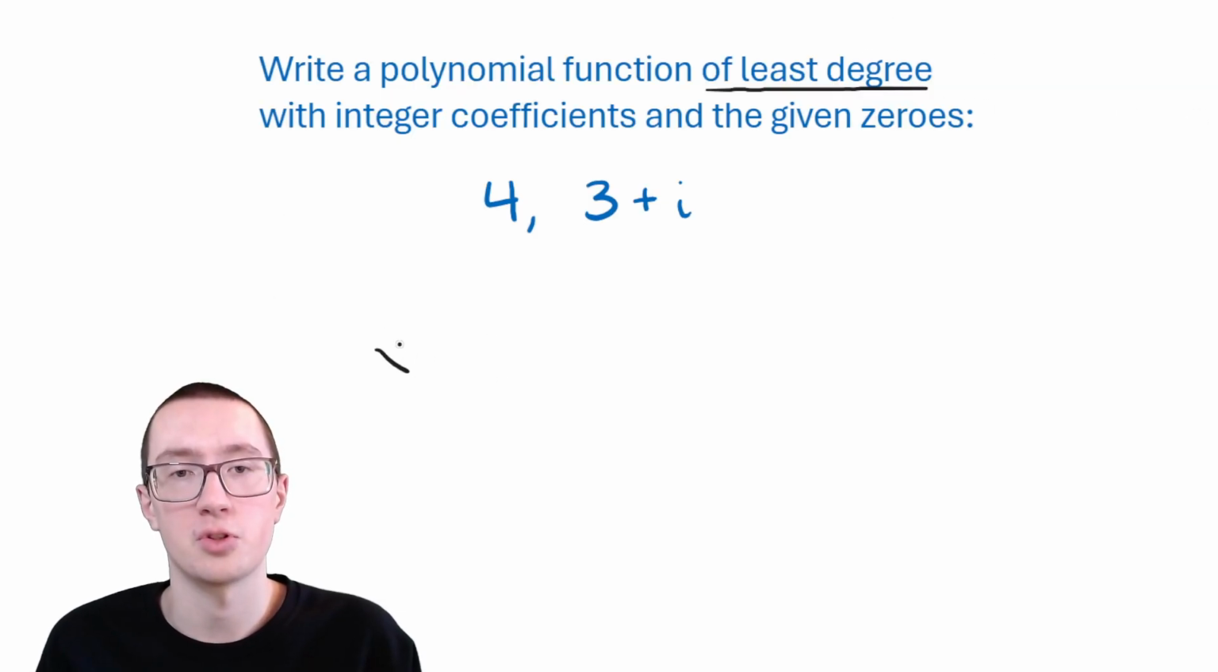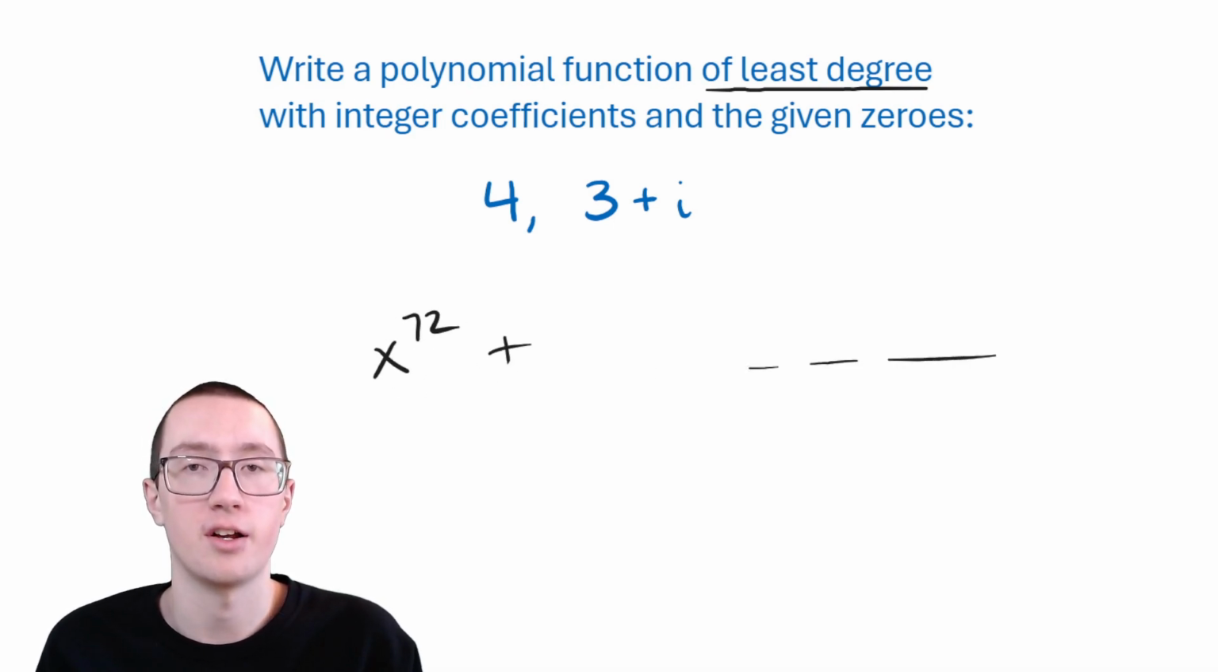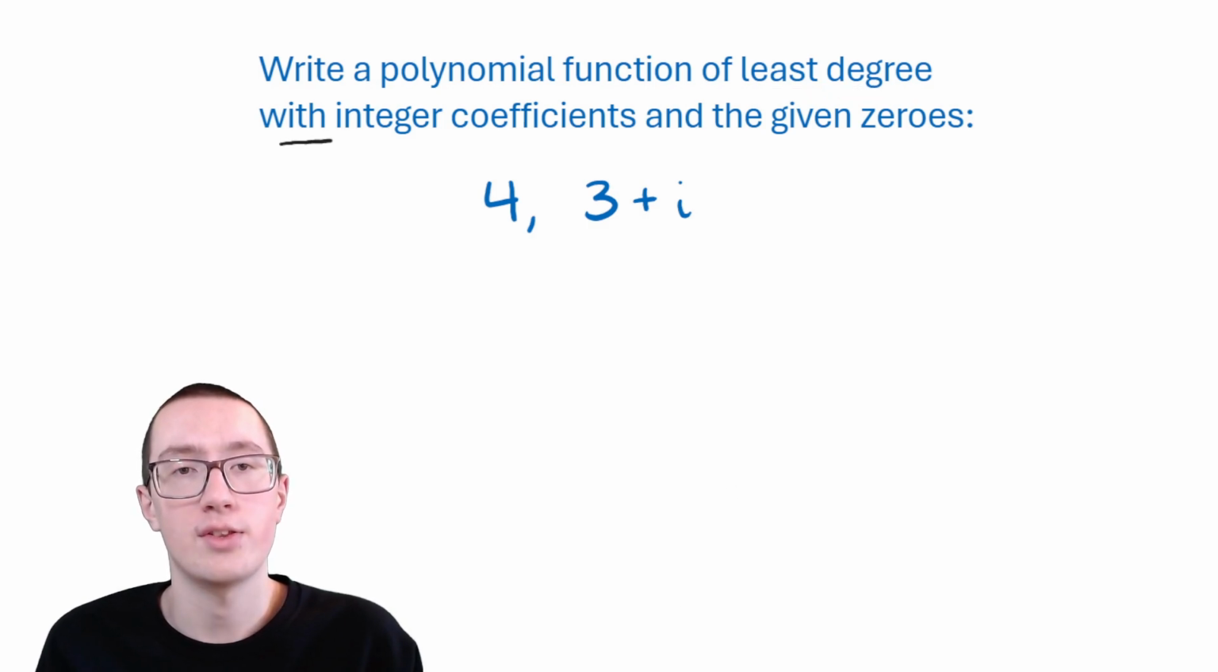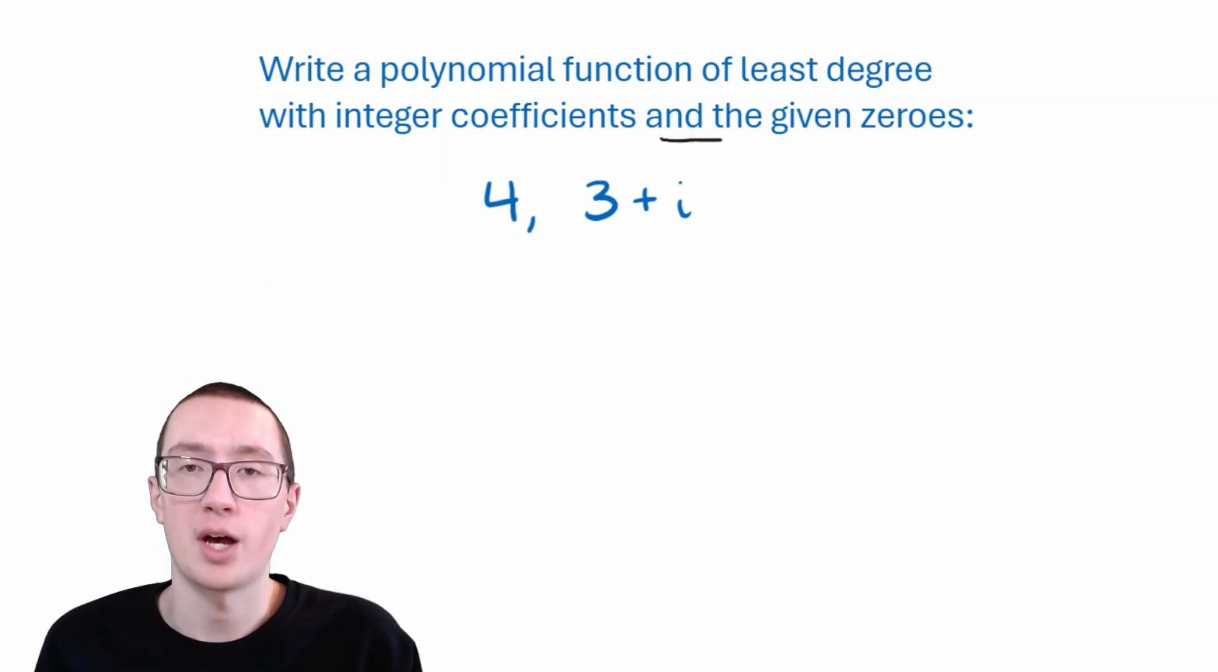So for example, if we were to write an equation with x to the 72 plus and so on, but we could write the same thing with x to any lower number, then we did it wrong. We have to get the lowest number possible. Then it says with integer coefficients, which basically just means we can't have decimals or fractions, which honestly makes our lives easier. And then finally, it says it needs to have the given zeros, which are these.